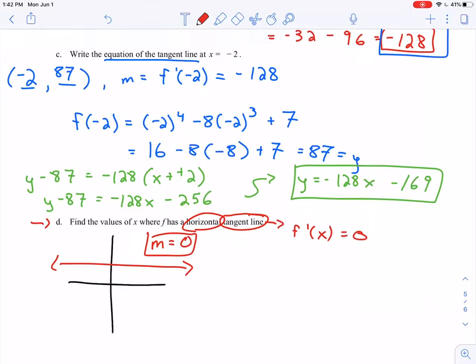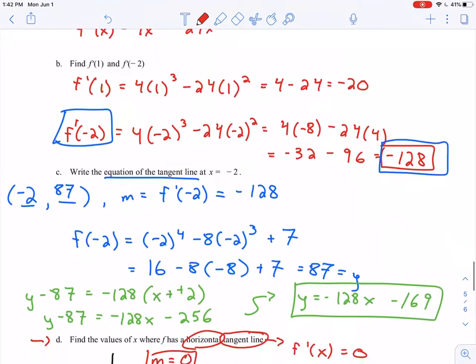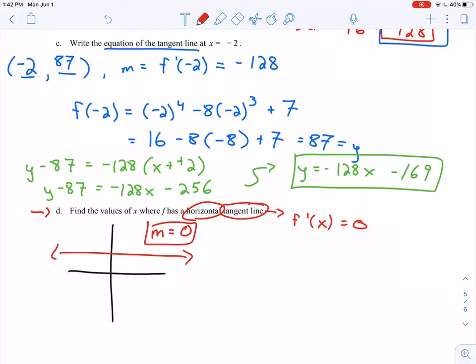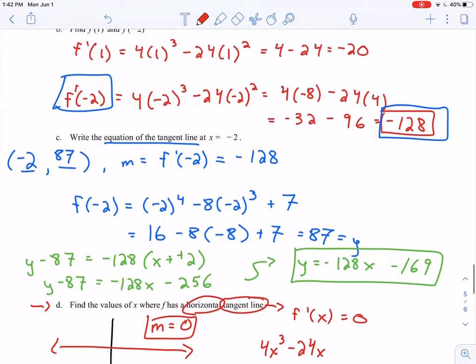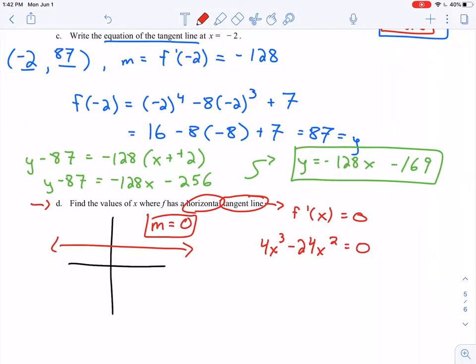So f prime of x, I lost track of that. Where is it? 4x cubed minus 24x squared. Yes, 24x squared is equal to 0. I'm going to solve this equation for x here. So I would factor out x squared, and actually let's factor out 4x squared just to make our work a little bit easier. That leaves us with x minus 6 is equal to 0.